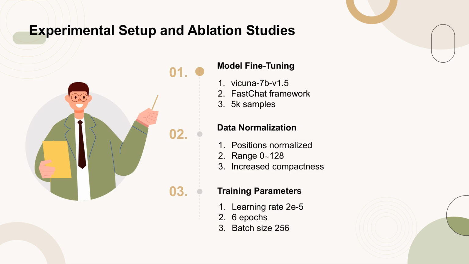The model used for layout planning is fine-tuned using the Vicuna 7B v1.5 model within the FastChat framework. The data for this fine-tuning is derived from the MARIO-10M dataset, specifically using 5,000 samples. To enhance the feature space, the positions are normalized to a range of 0 to 128. The training process involves setting the learning rate to 2 times 10 to the power of -5, conducting a total of 6 epochs, and using a batch size of 256.